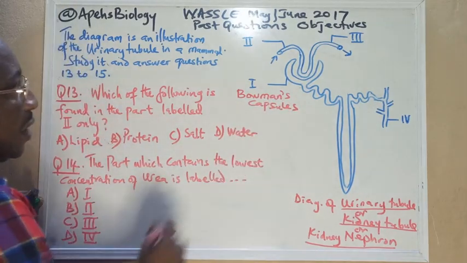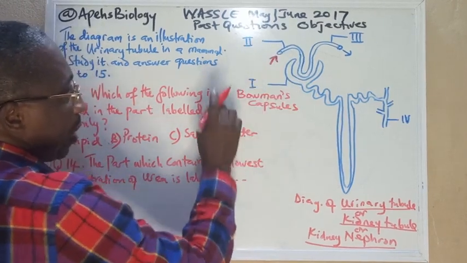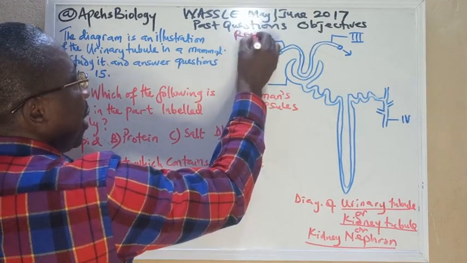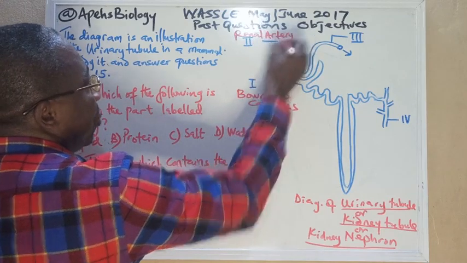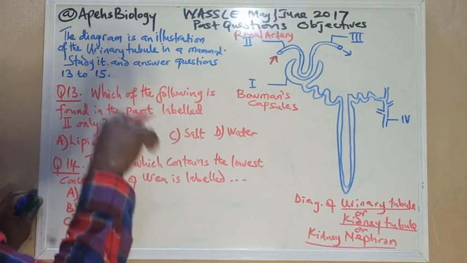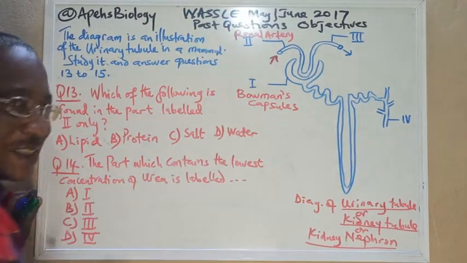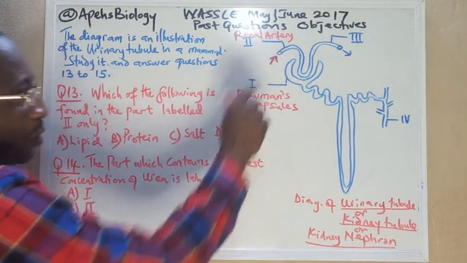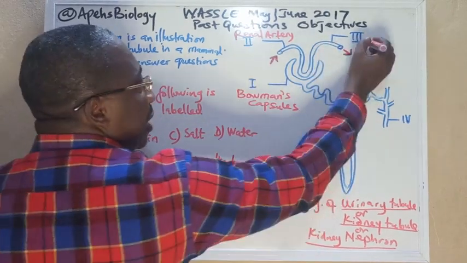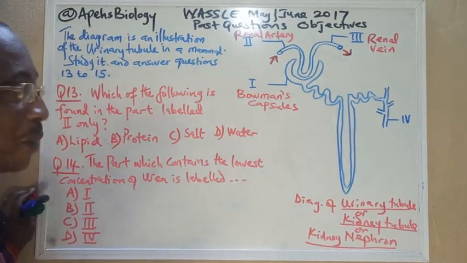Number 2, you notice there's an arrow going in that drawing. That arrow going in means that blood is entering it. That particular one is known as the renal artery, which brings blood into the kidney. When blood enters the kidney, it finds its way into this vessel and enters the Bowman's capsule. The other one, number 3, has an arrow coming out, showing that blood is already filtered. That one is called the renal vein, so that you don't get confused in the examination.